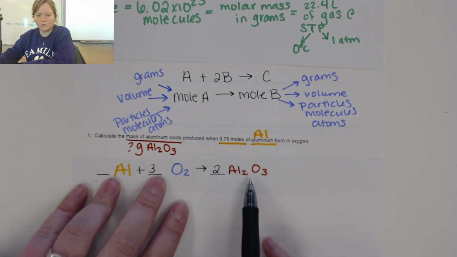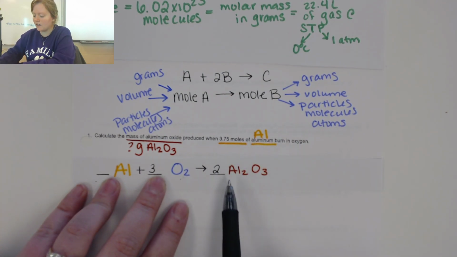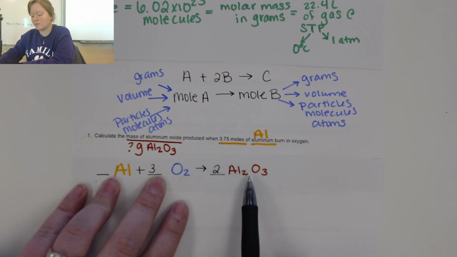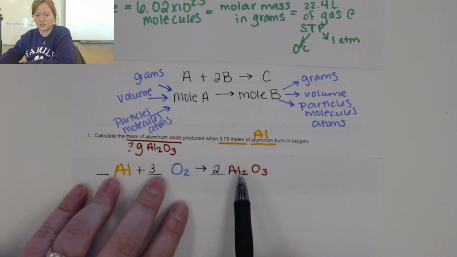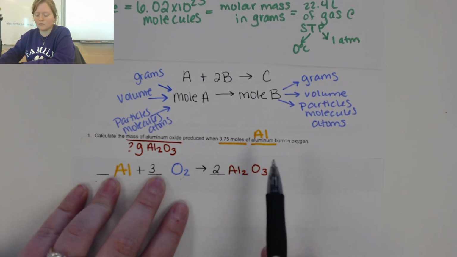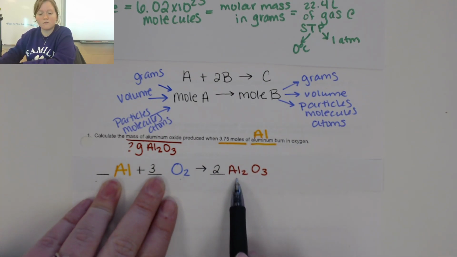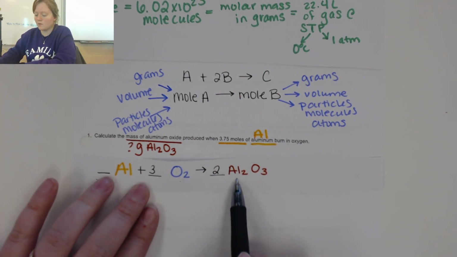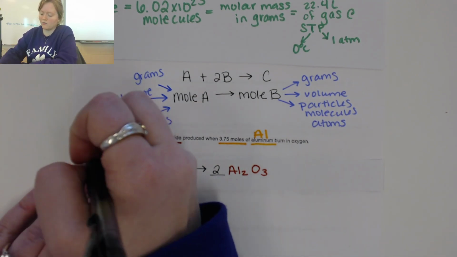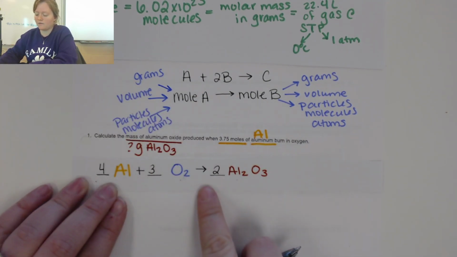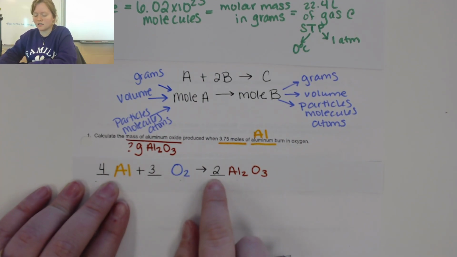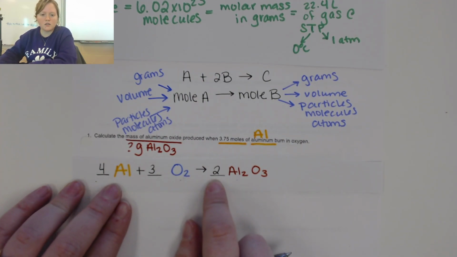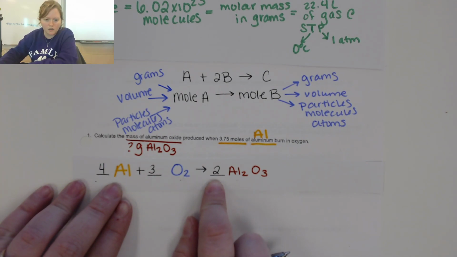However, we have this aluminum here, so if we're multiplying by 2 on the oxygen side, we also have to multiply these aluminums by 2. We already have 2 of them, so 2 times 2 will give us 4 aluminums, which means this aluminum here, we're going to have to multiply by 4. Remember that the coefficients, these numbers out front, are going to give us our mole ratio.